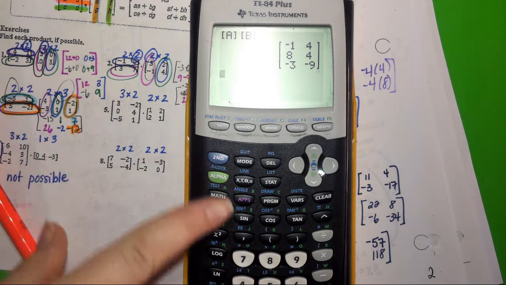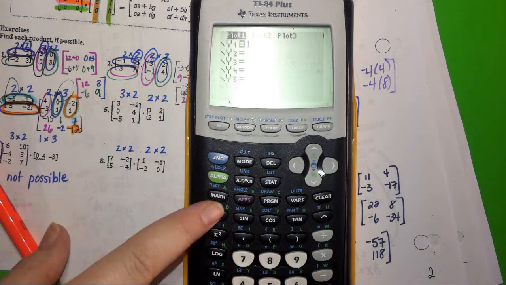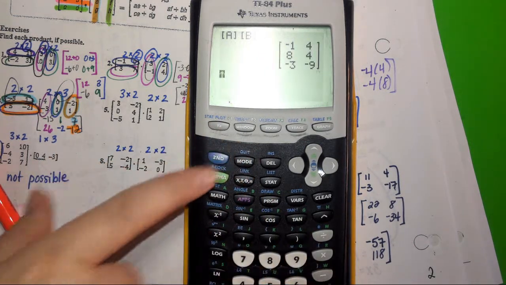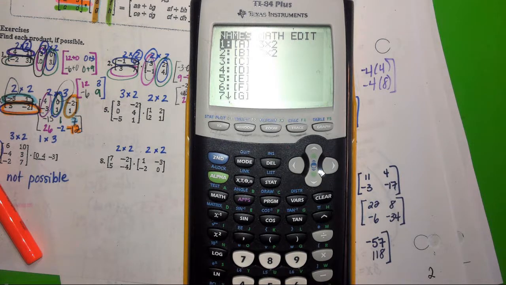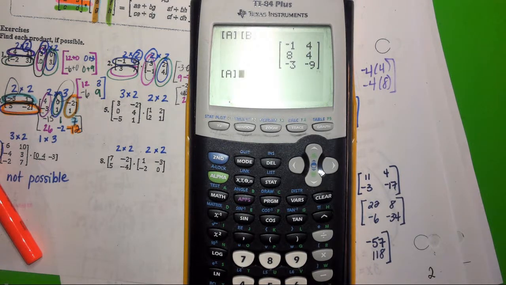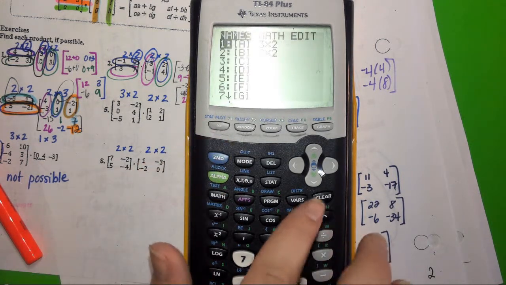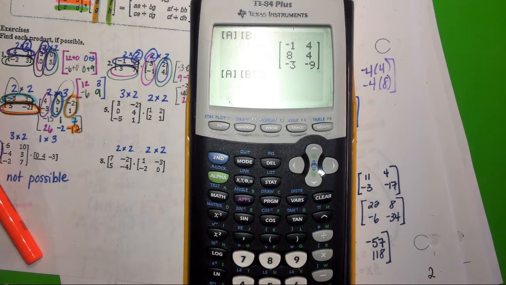So I press second matrix. Oops, second quit. I press second matrix. I press enter on A. Just enter. I press second matrix. I scroll down one to B. Press enter on B. And if you press enter one more time, your calculator understands that's multiplication, and it gives you the answer.